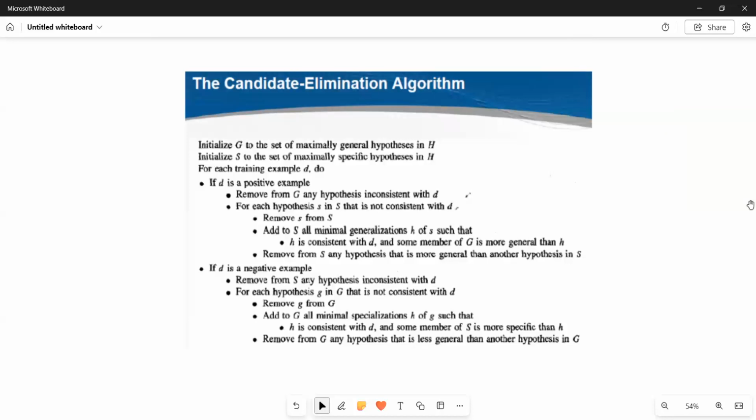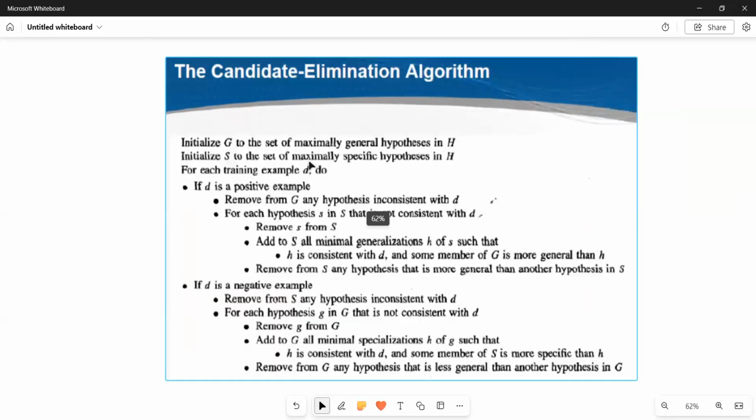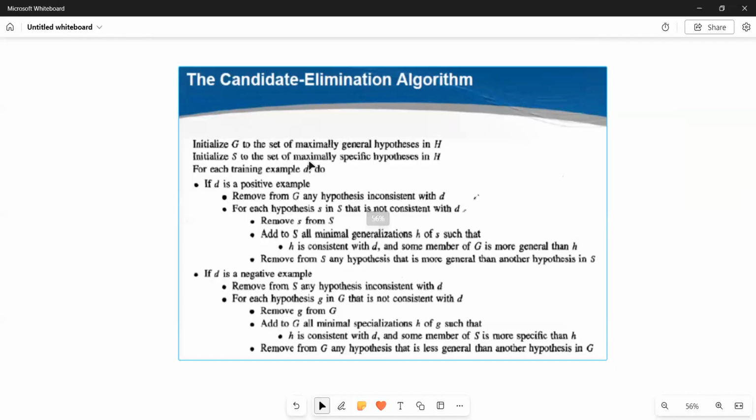Here, as you can see, they've initialized G to the set of maximally general hypotheses in H. We are indicating H for the hypothesis, and G is your generic boundary, and S is the set of maximally specific hypotheses in H, where H is again your hypothesis and S is your specific boundary. So for each training example, example one, if your outcome or target variable is a positive example, what are we going to do?